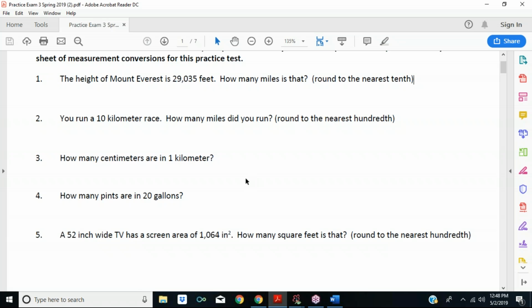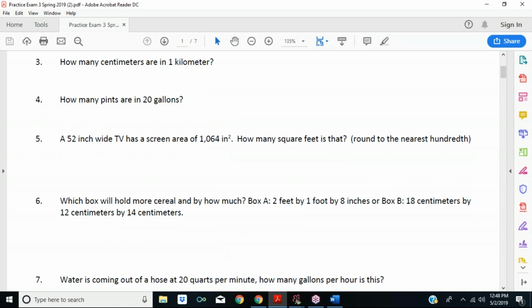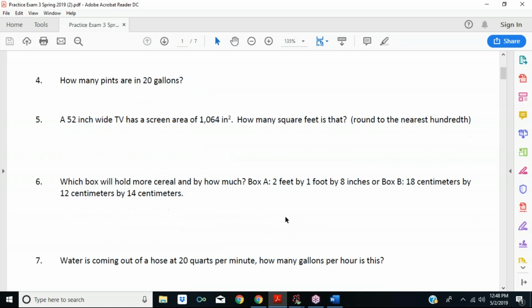How many centimeters are in a kilometer, pints to gallons. Let's see. So there's this one, a 52-inch wide TV has a screen area of 1,064 square inches. How many square feet is that? If you see any here that you want to look at, let me know, and we can look at them together. That's why I'm scrolling through these together. Number 6 wants to know which box has more cereal, the 2 foot by 1 foot by 8 inches, or the 18 centimeters by 12 centimeters by 14 centimeters. To do that one, you're going to have to find the cubic inches or the cubic centimeters, and then you can make the comparisons. You'll have to do some conversions there.